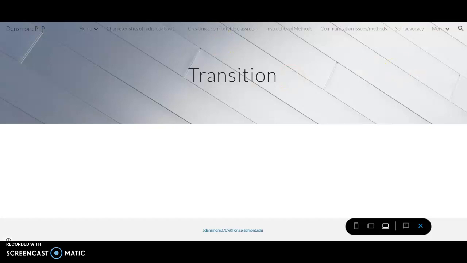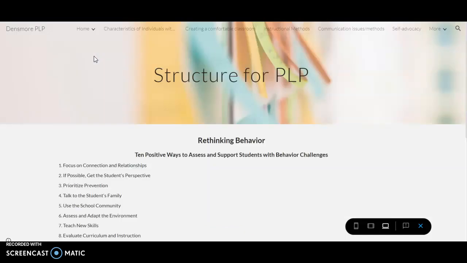So for my example, I chose to do rethinking behavior, and this one would be longer than 30 minutes. So it'd probably need to be like a teacher work day. But we would focus on the 10 positive ways to assess and support students with behavior challenges.